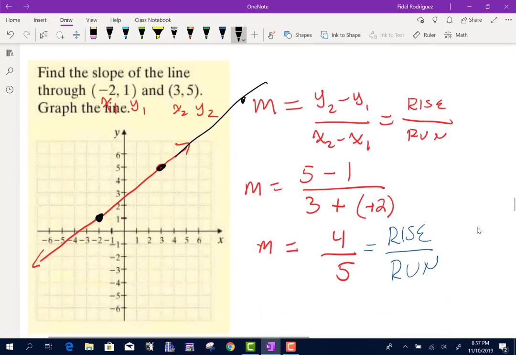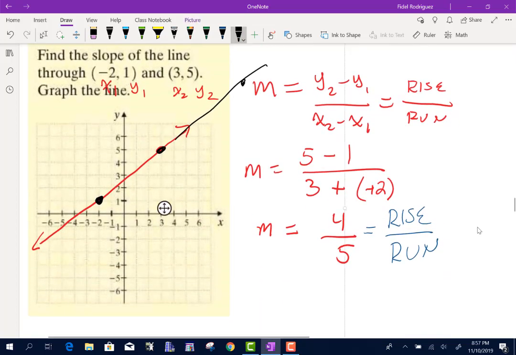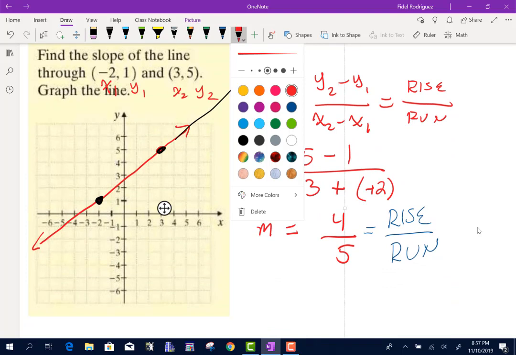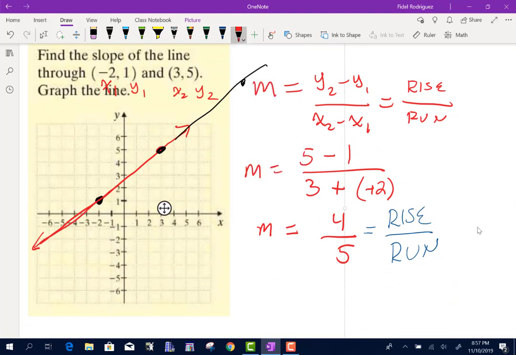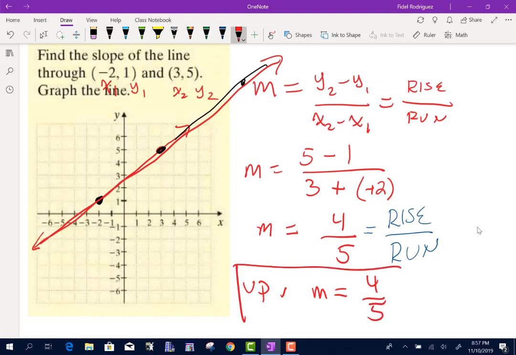Let's look at the problem that we just did right now, the one that we just drew in red, which was this line right here. If you look at that line as I'm going from the left to the right, that line is going up, right? And look at what kind of slope we had. Our slope was positive. So if my line is going down, I'm going to have a negative slope. If my line is going up, I'm going to have a positive slope.